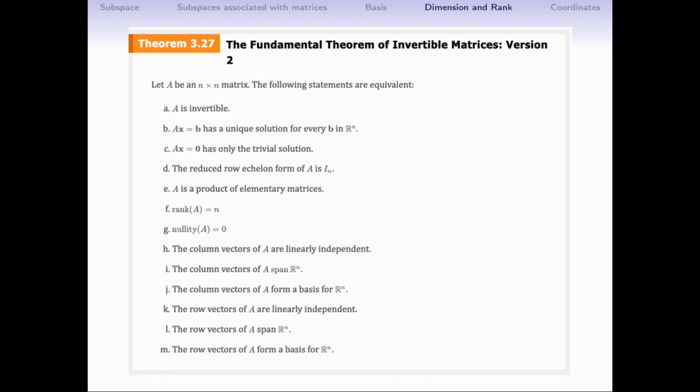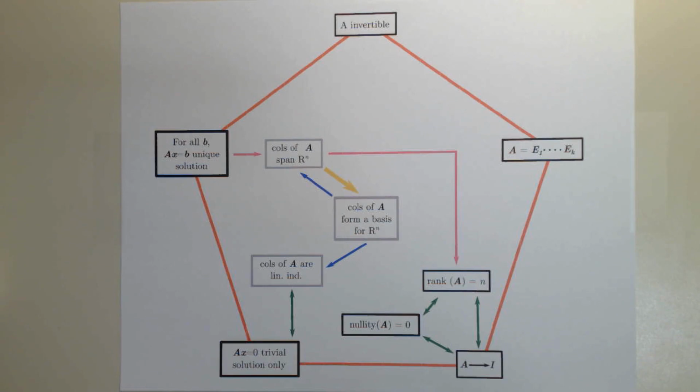Now, what I want us to do is go over to the document camera and give a proof of Theorem 3.27, the fundamental theorem of invertible matrices, version 2. So join me at the document camera for the proof of this theorem. Welcome to the document camera. This will be our proof of Theorem 3.27. Now, we will demonstrate the equivalence of statements A through J, and we will address statements K, L, and M at the very end of this proof.